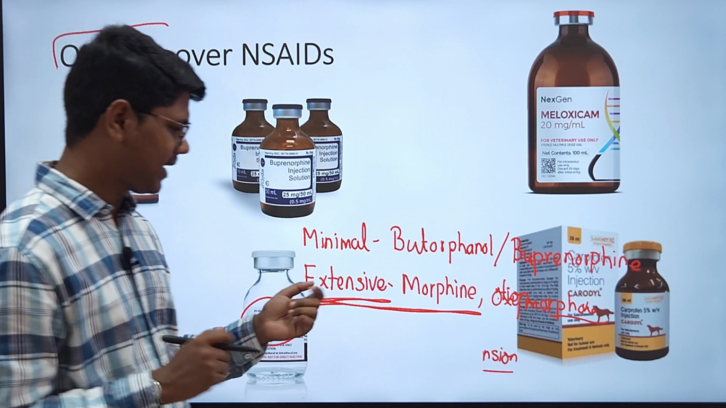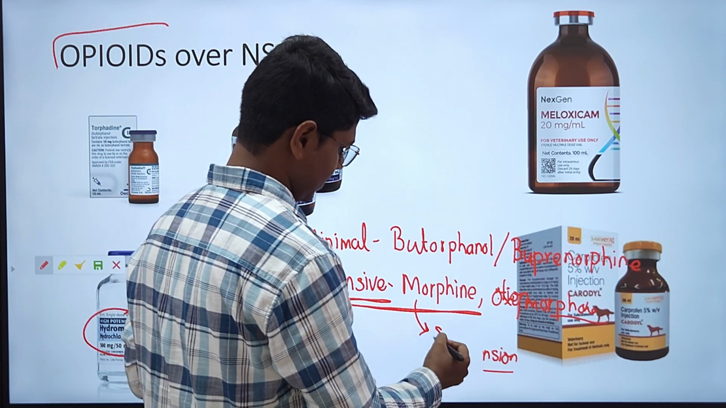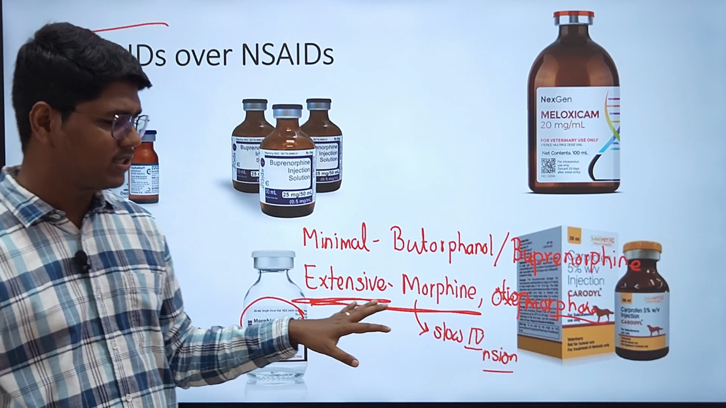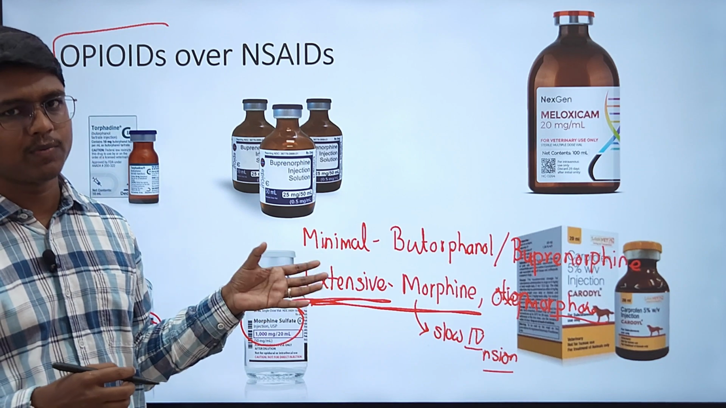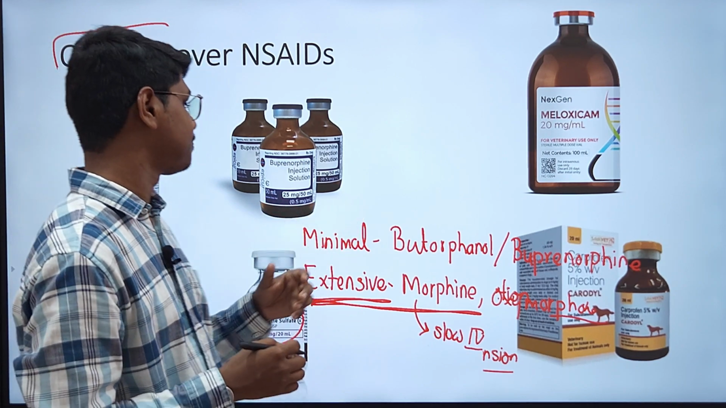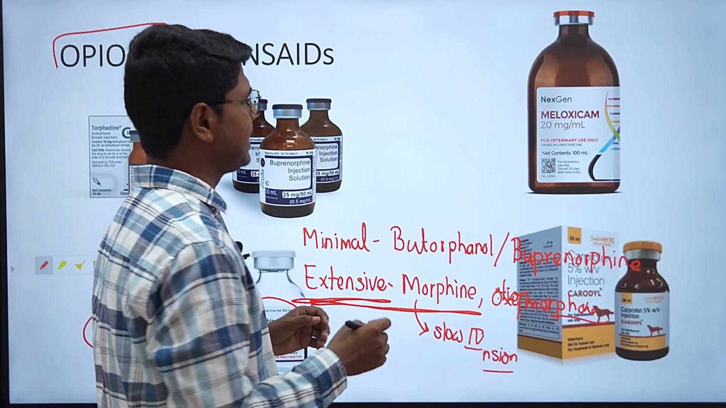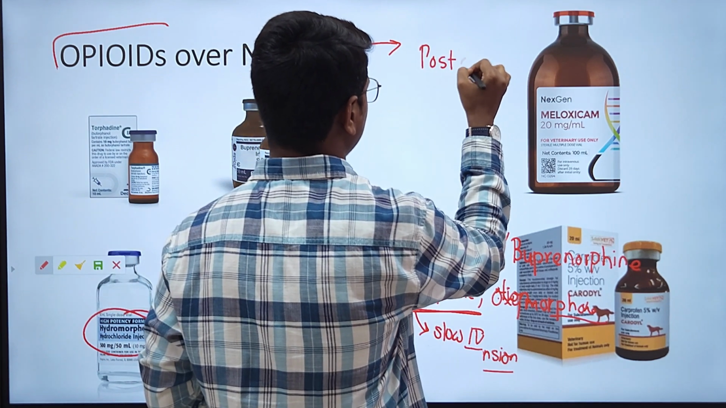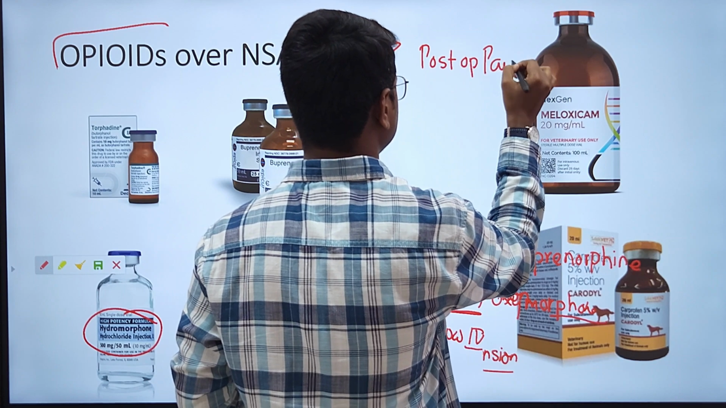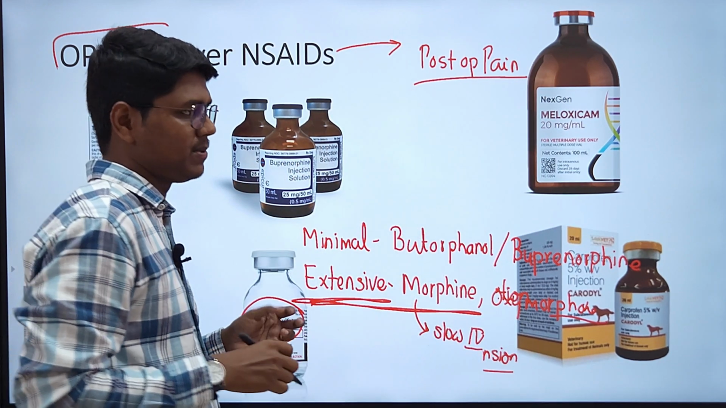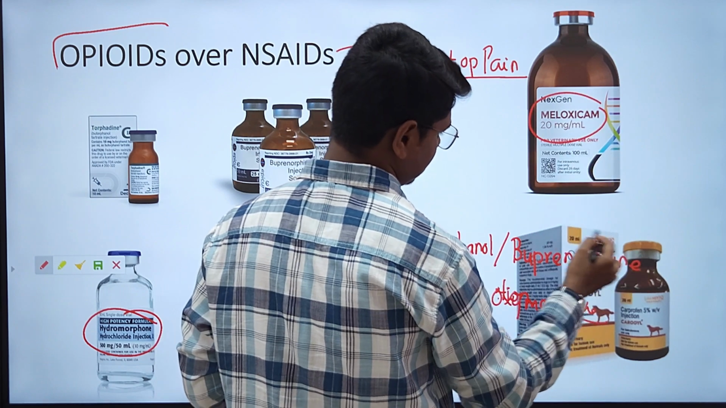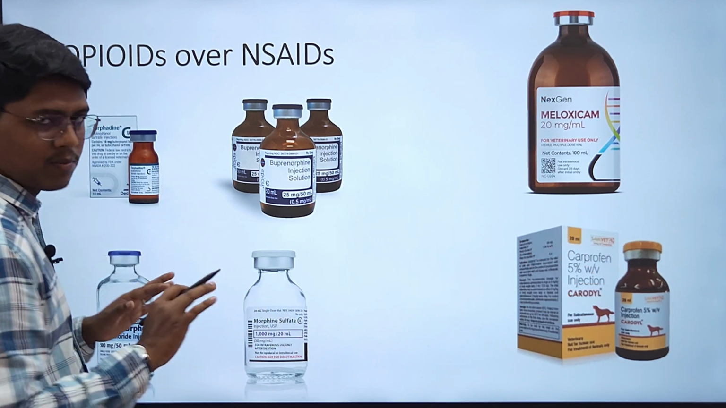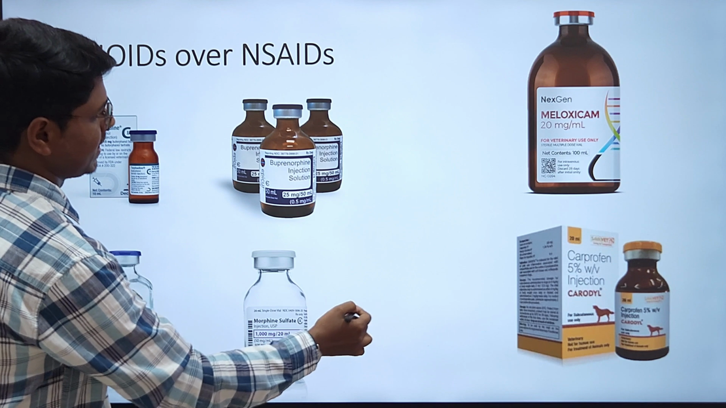Regarding morphine, you should give it slow IV so that we can prevent histamine release. I have discussed this in the anesthesiology session: morphine releases histamine. Now NSAIDs should always be reserved for post-operative pain. They are excellent for post-operative pain management. You can use meloxicam, carprofen, phenylbutazone, all those things. Now you have understood the opioid versus NSAID debate.